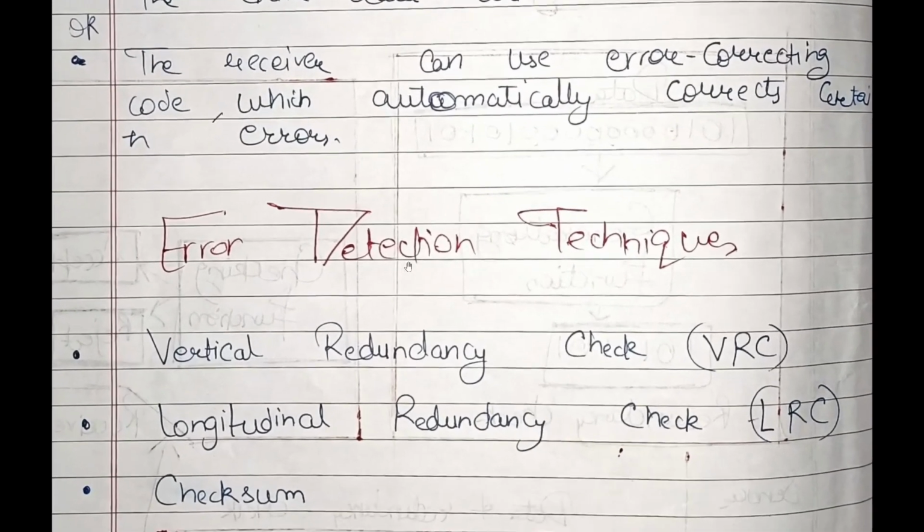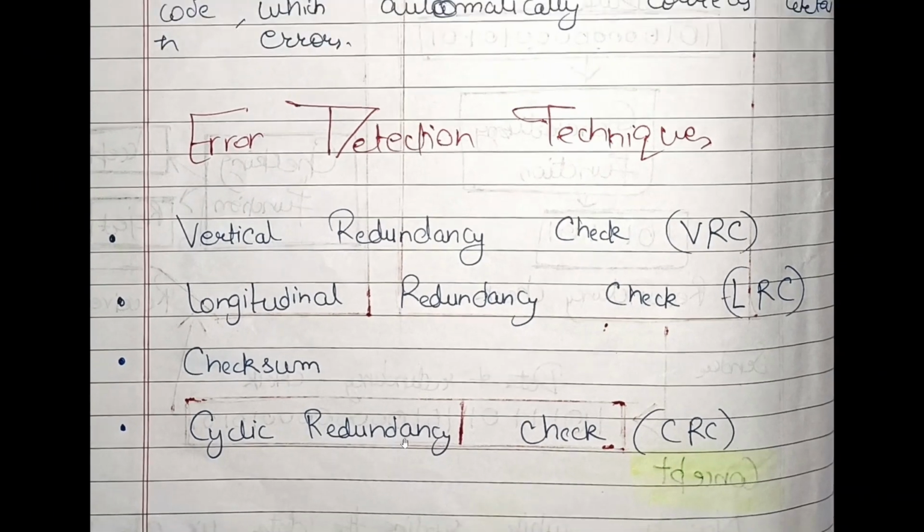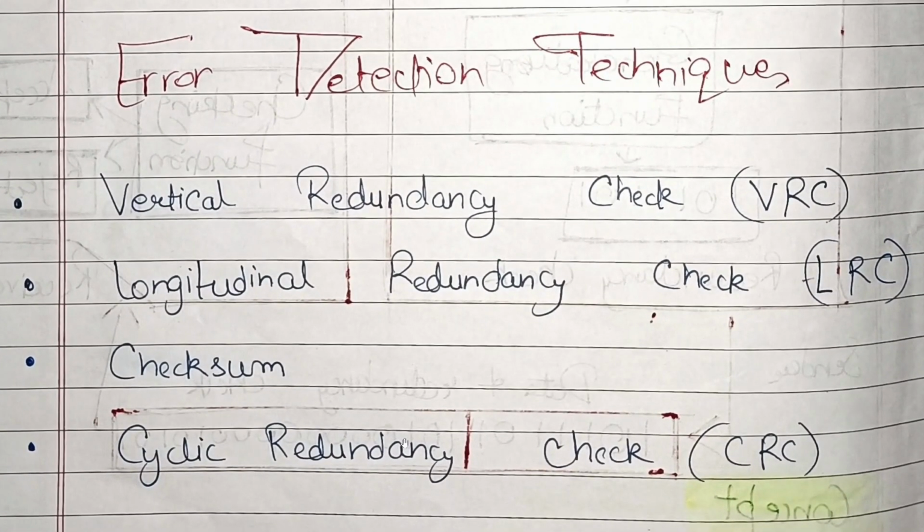For the time being, error detection techniques will be our entire focus. There are four of them: vertical redundancy check, that is VRC, longitudinal redundancy check, LRC, checksum, and then cyclic redundancy check. You have seen these earlier a lot of times. Now we are going to see what these actually are. We will be seeing this in the upcoming lecture, the next lecture.